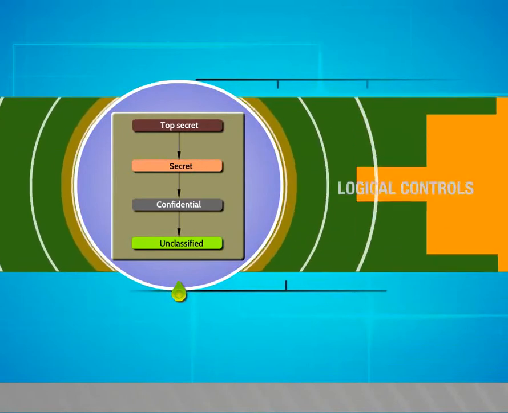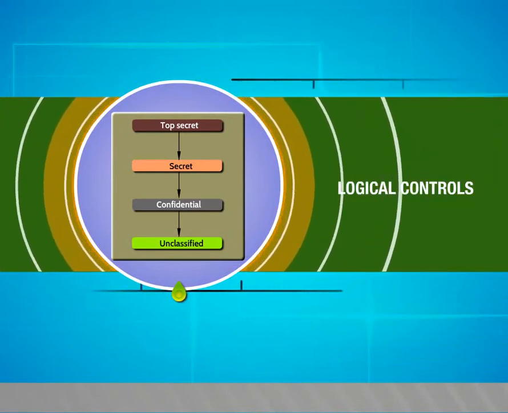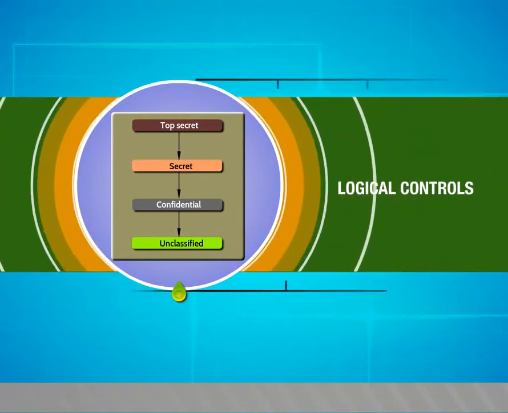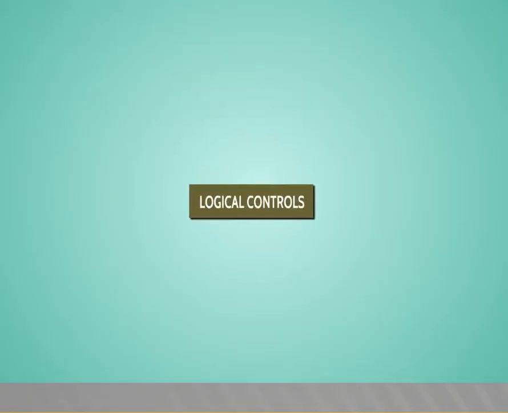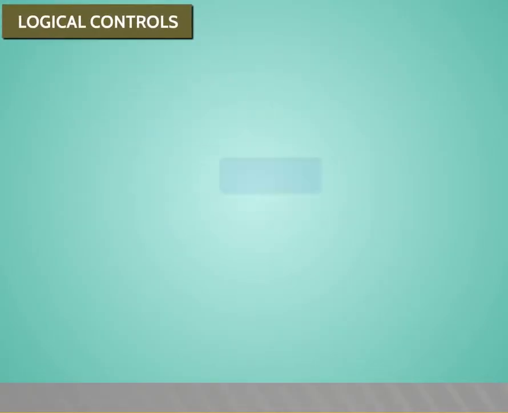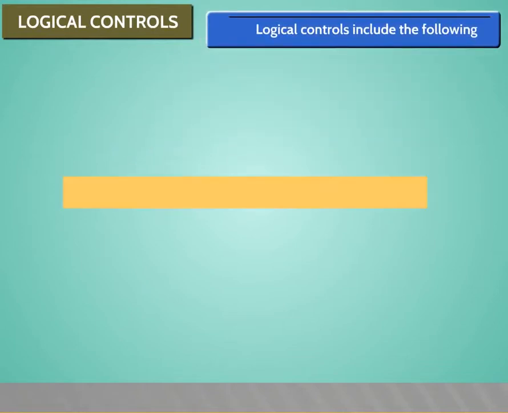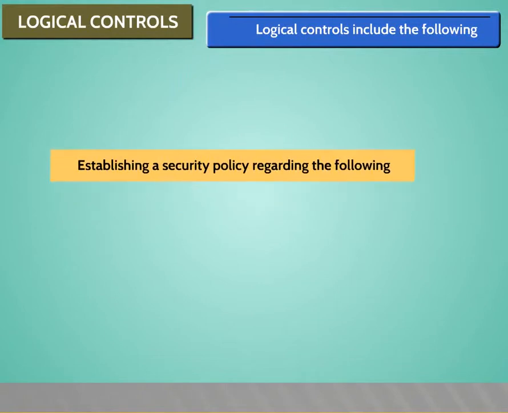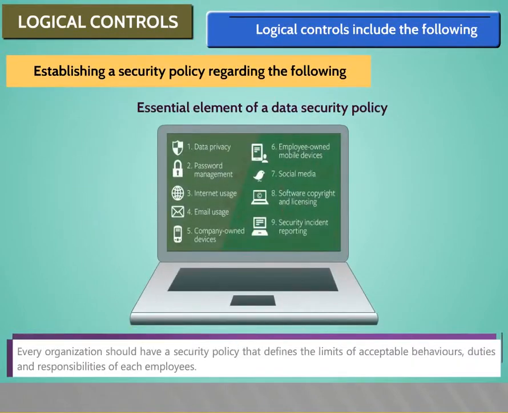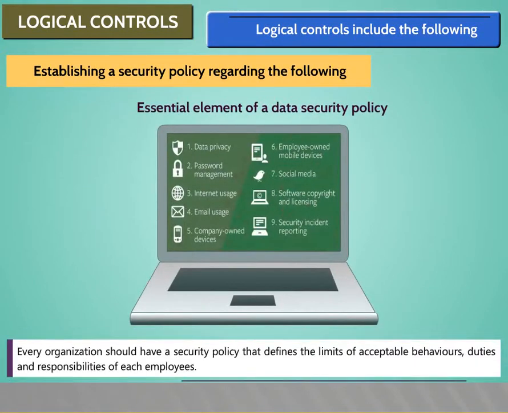Logical controls. In this video, we are going to see about logical controls. Logical controls include the following. Establishing a security policy regarding the following. Every organization should have a security policy that defines the limits of acceptable behaviors, duties and responsibilities of each employee.